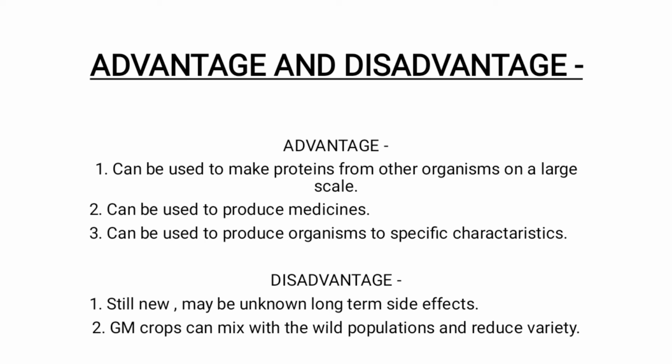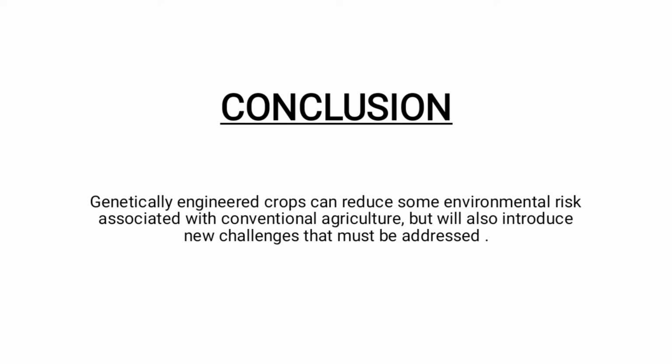Next is advantage and disadvantage. Advantages: can be used to make protein from other organisms on a large scale, can be used to produce medicines, and can be used to produce organisms with specific characteristics. Disadvantages: still new, may have unknown long-term side effects, and gene-manipulated crops can mix with the wild population and reduce variety.